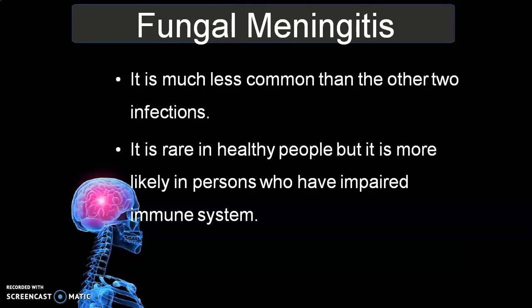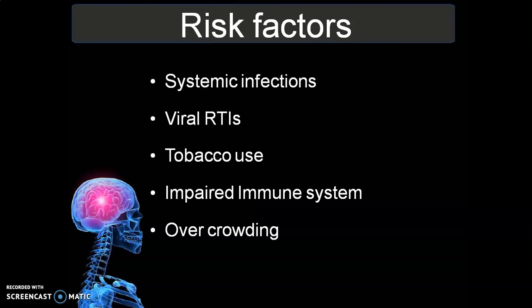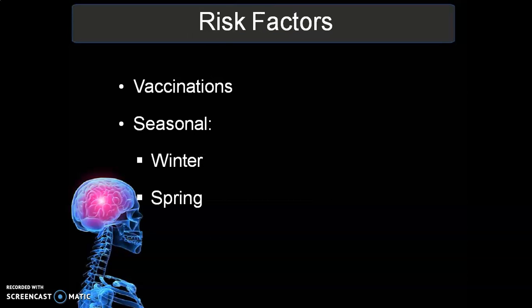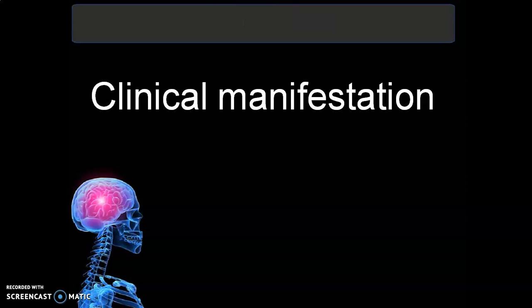In fungal meningitis, this is much less common than the two other infections, and it is rare in healthy people. But in a person who has an impaired immune system, the patient can develop fungal meningitis. Risk factors are systemic infections, viral RTIs, tobacco use, impaired immune system, and overcrowding. And vaccination. It can also be seasonal, whether in winters or spring.